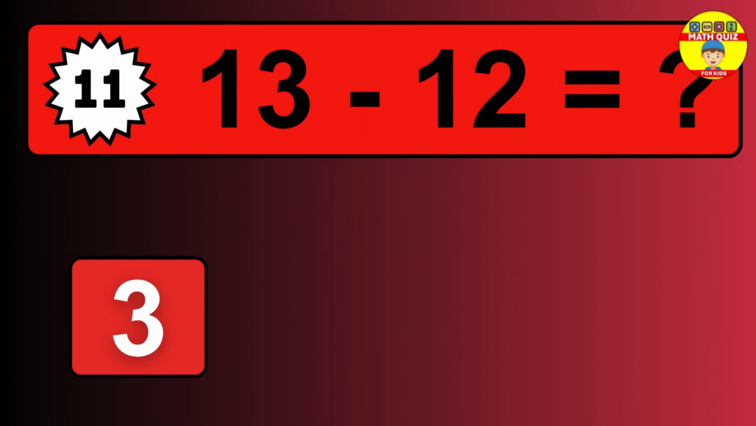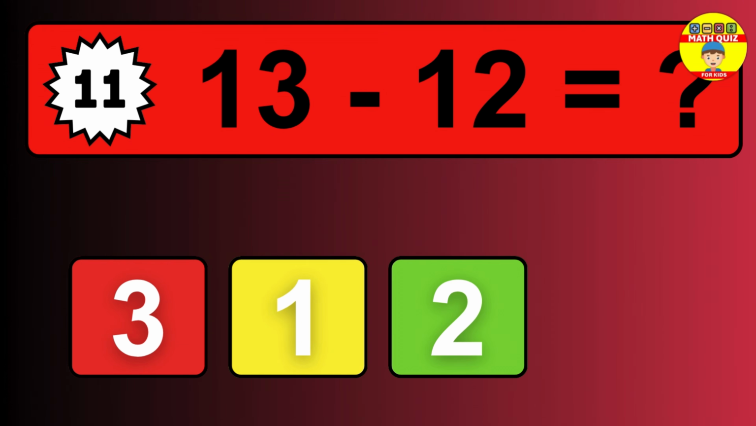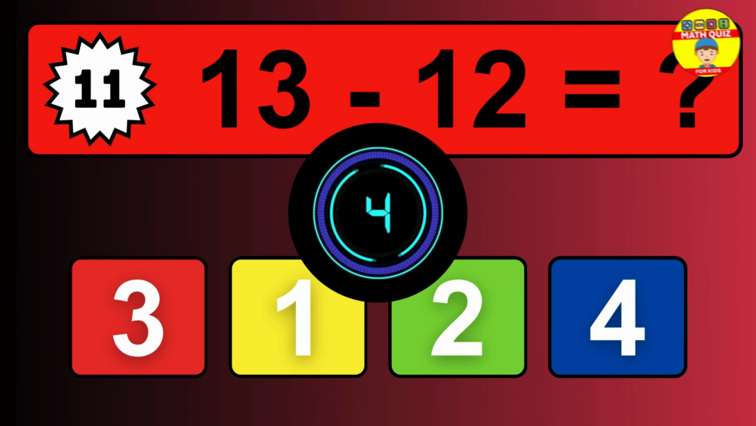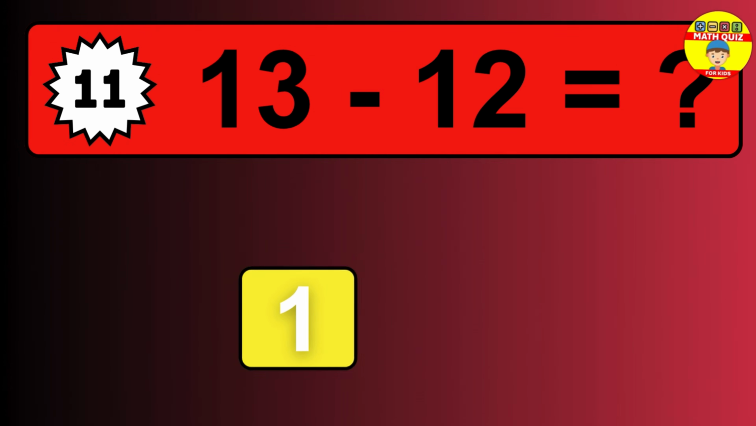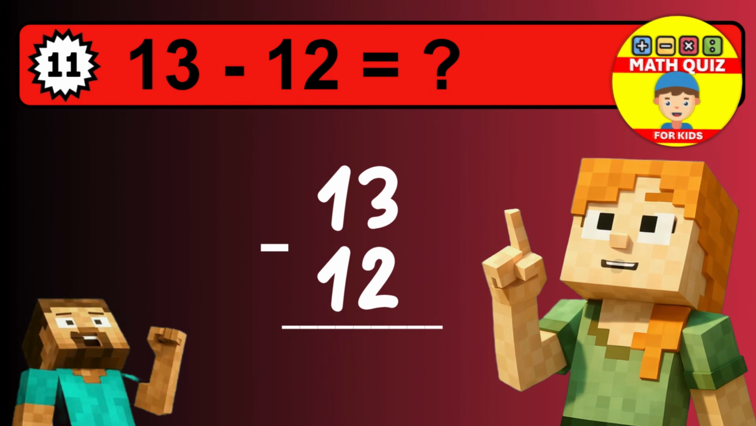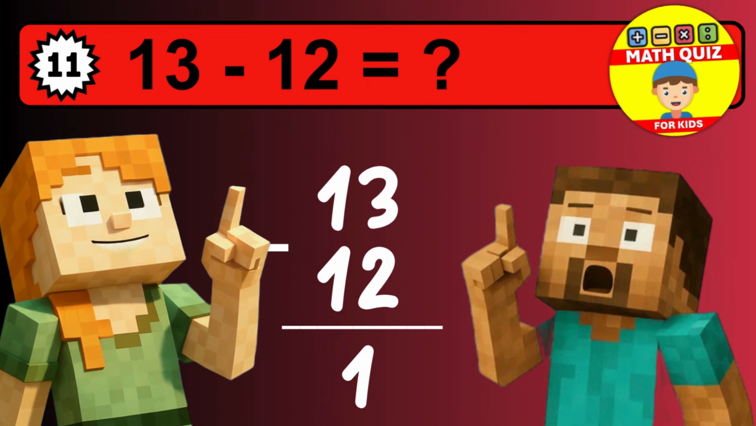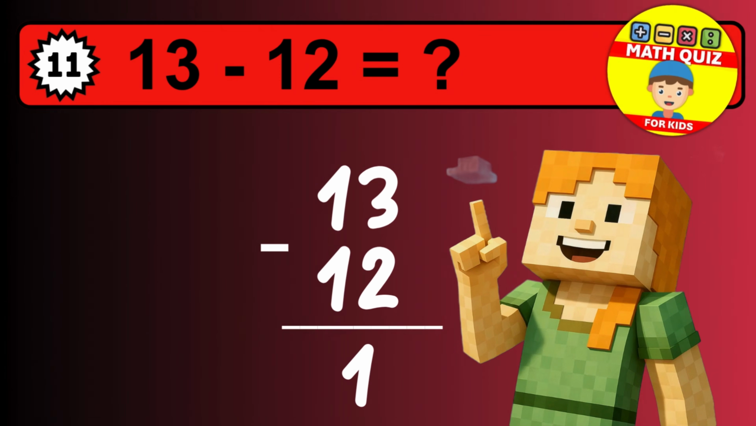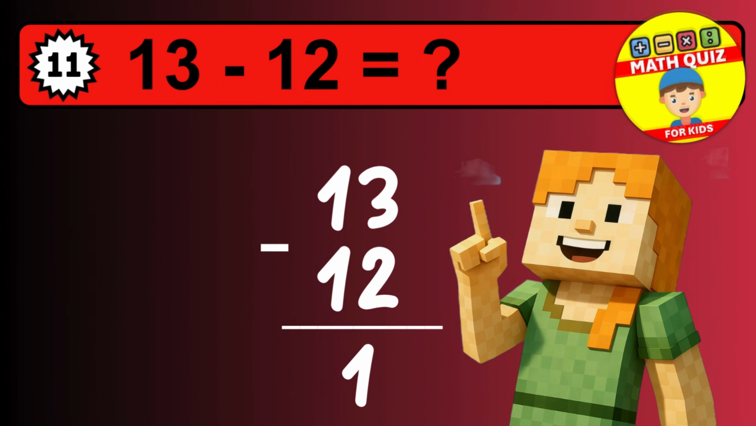What is 13 minus 12? Time to think. Let's solve this step by step. We start with the units. 3 minus 2 is 1. Then we go to the tens. 1 minus 1 is 0. The final answer is 1.